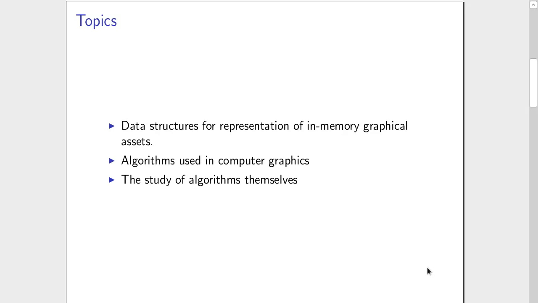One other thing that we're going to look at are the actual algorithms to modify those meshes. So how do we do stuff like smooth the meshes or something pretty like that?